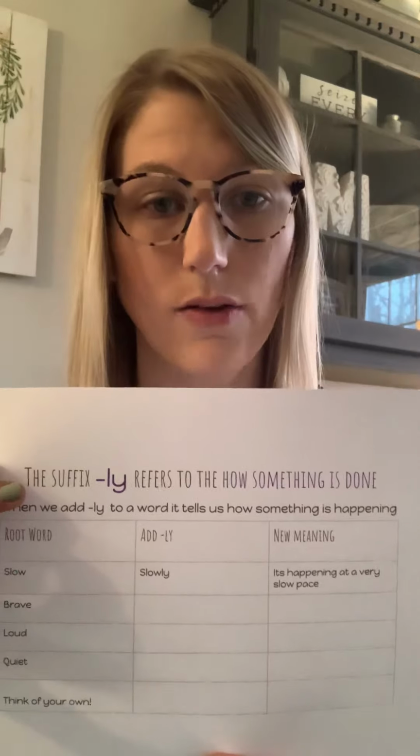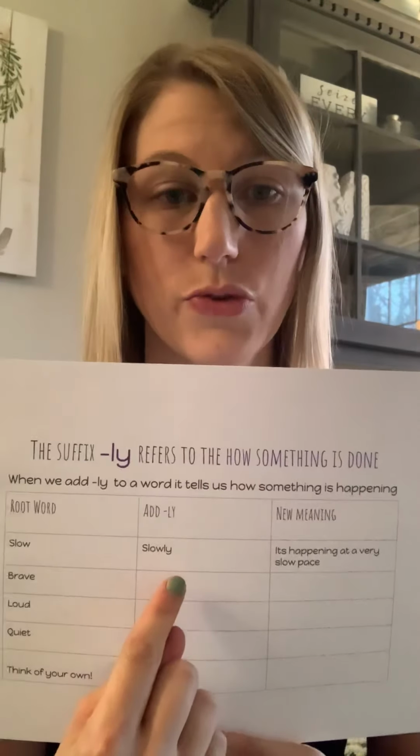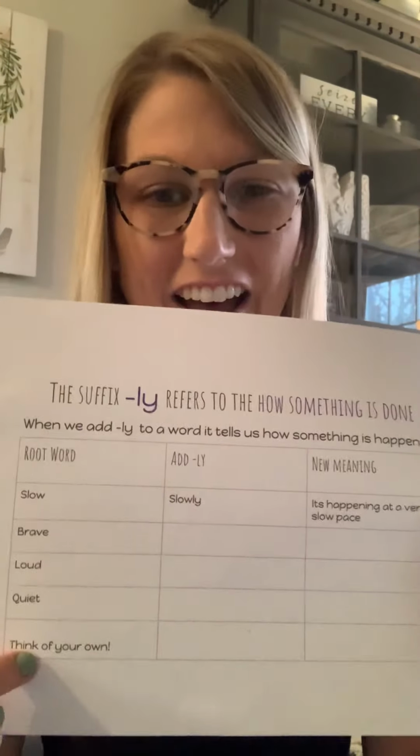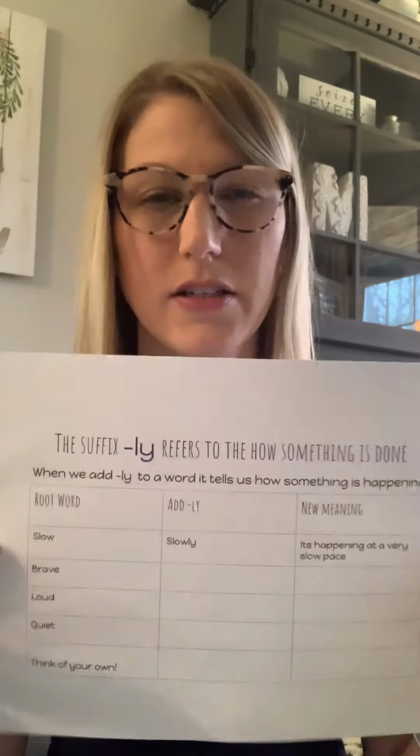The other 2 that we've been practicing is ly, and we add ly to say how something is done. So the example I gave here is slow. We add ly, it now is slowly, and that means that it's happening at a very slow pace. You're gonna do that with the words brave, loud, and quiet. The last one you can come up with on your own. This looks very similar to the ed one, okay?